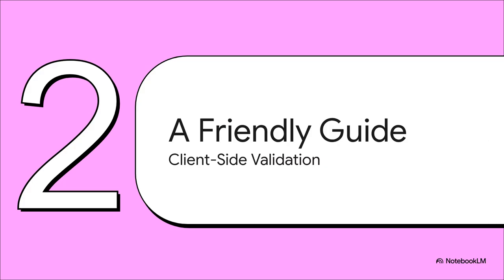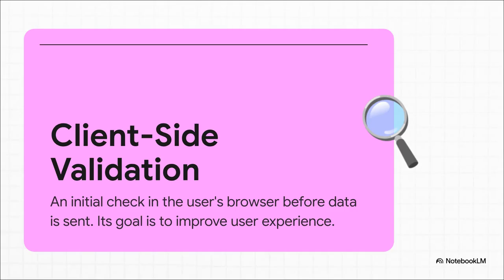All right, so let's start with the user side of things. How do we build that helpful, friendly guide? Well, the first part of the answer, and the one we see all the time, is something called client-side validation. So, client-side just means it happens right there in your web browser, on the client's machine. Think of it as an instant spell check for that form. And as the experts at MDN Web Docs point out, its main job isn't security.